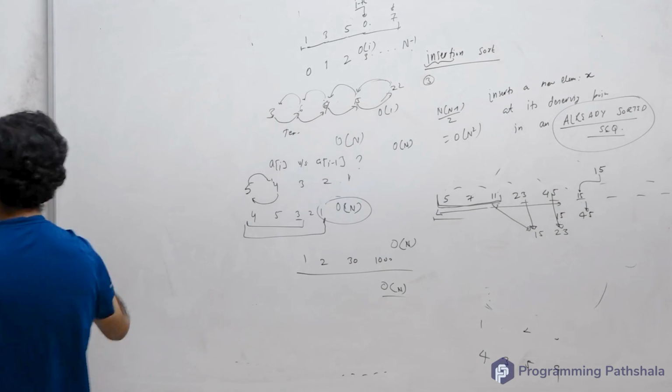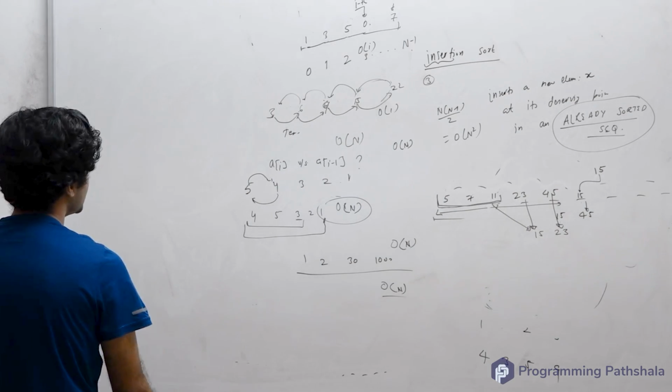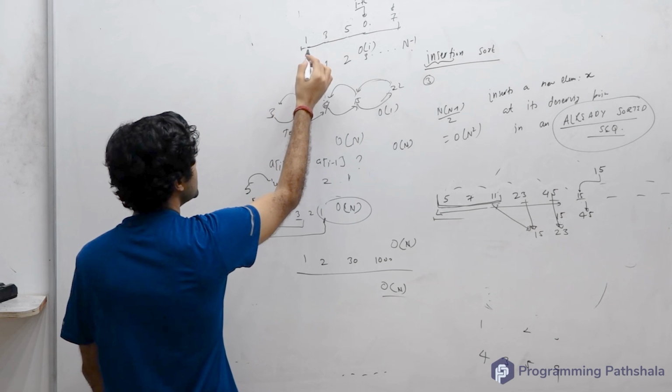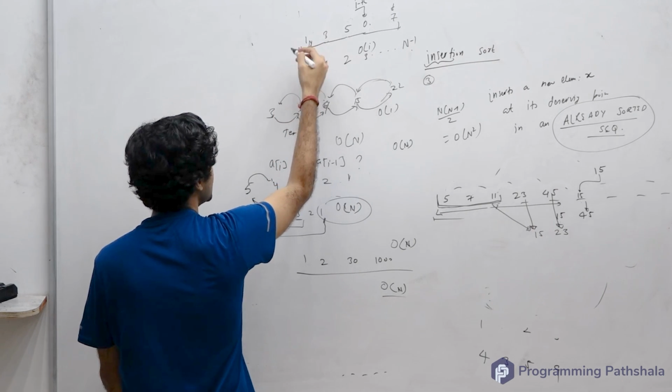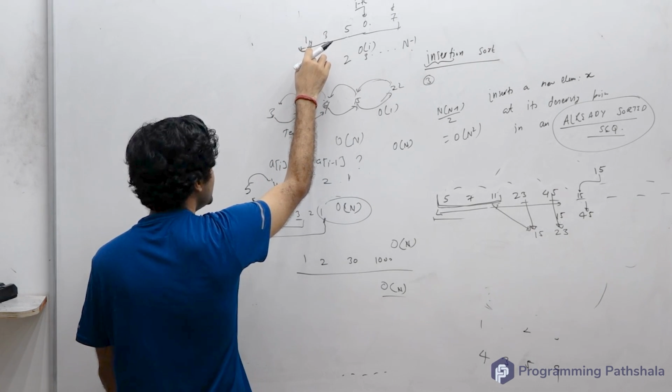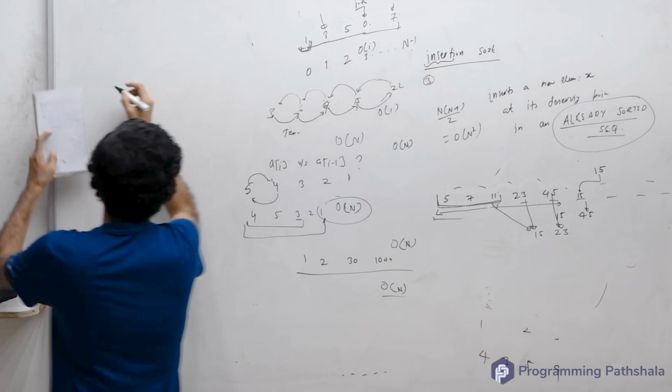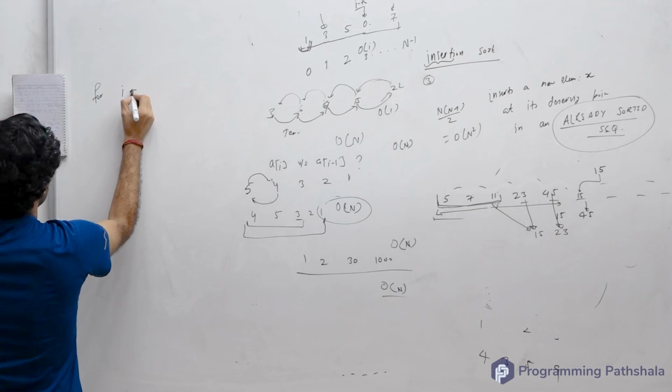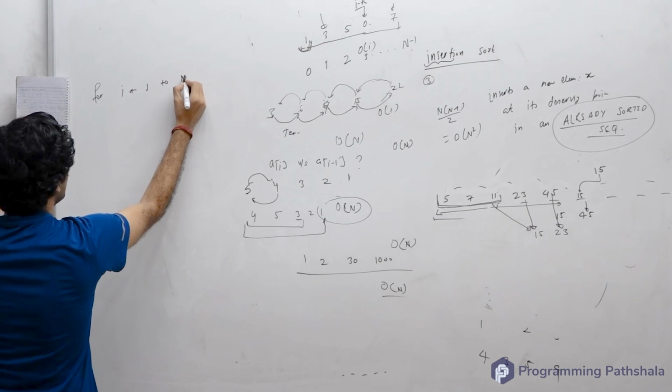If I have to write the code of insertion sort, so what happens? I take it for granted that the portion from 0 to 0 is initially sorted, and then I start my journey from this index. So I'll start my journey from index I, and all the way I'll go to n minus 1.